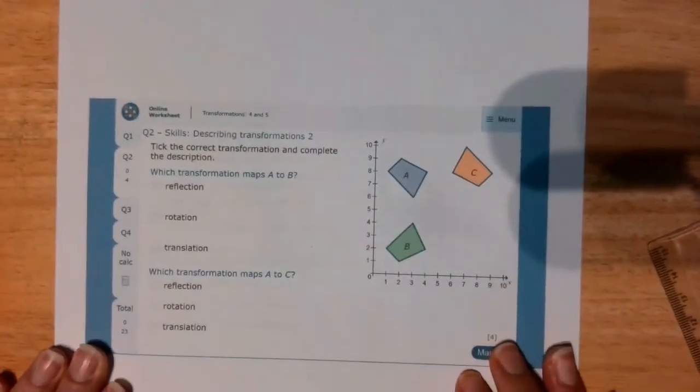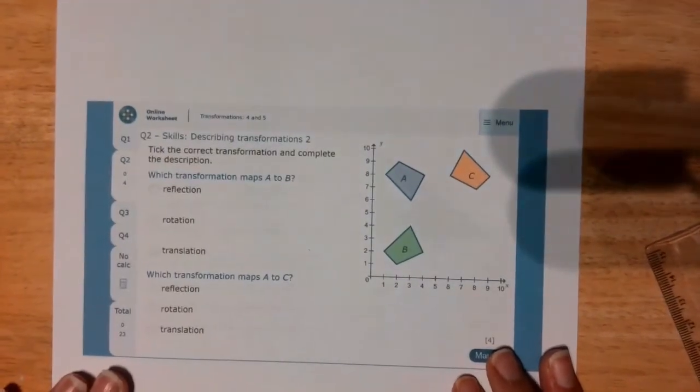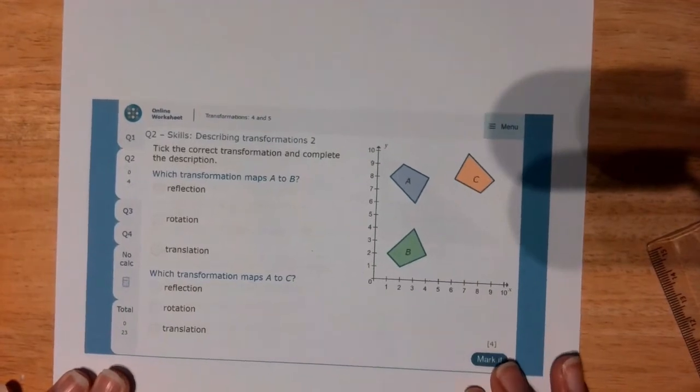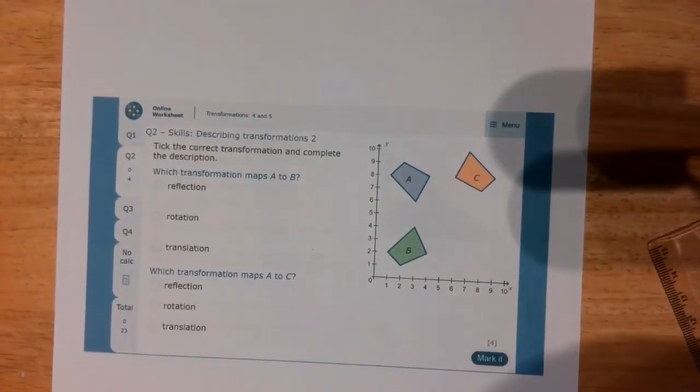So, the next page is asking what type of enlargement it would be. It does say complete the description, but I don't actually think there's a box for that there. The next one's a printout, so it doesn't have boxes. I think the idea would be you would then, in your head, complete it.